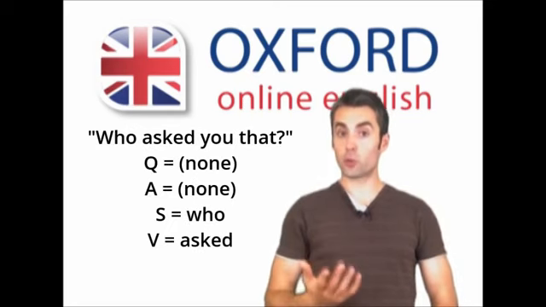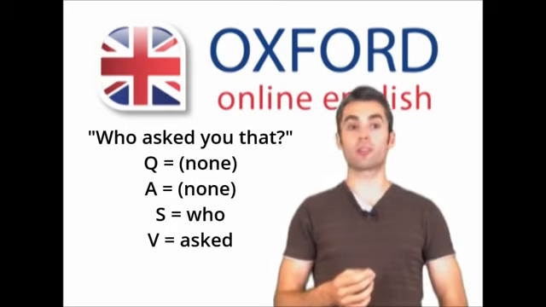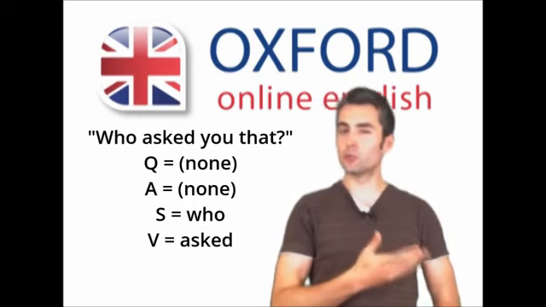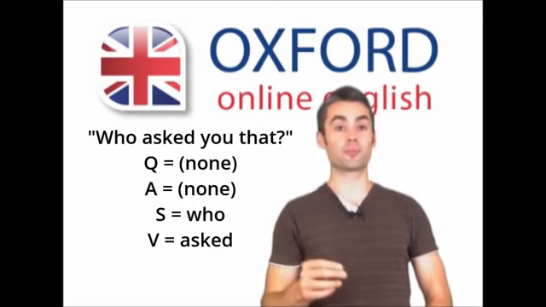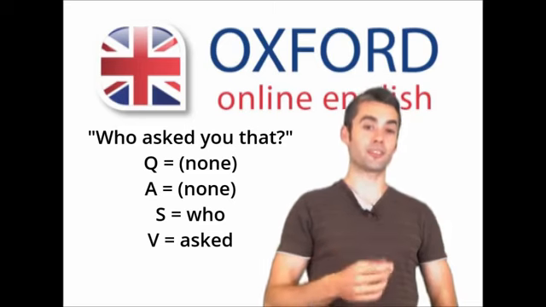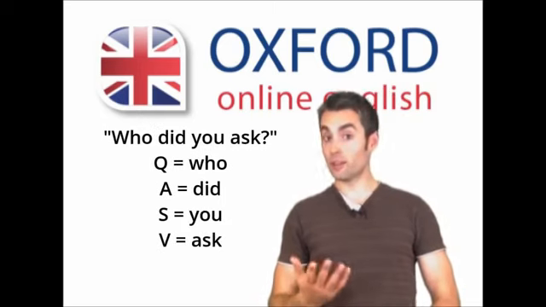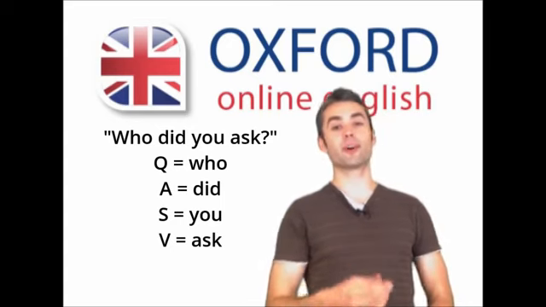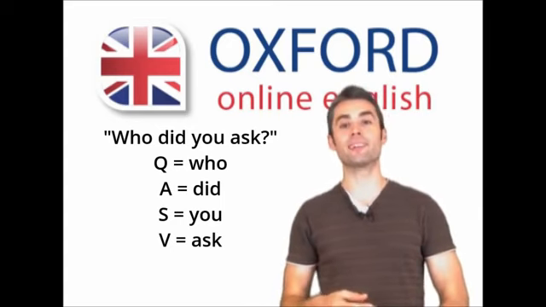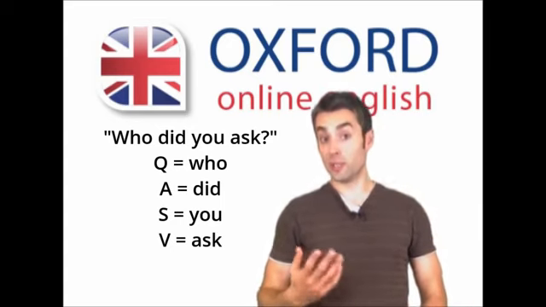In the first question, who is the subject. According to the QASV rule, the next word after the subject should be the verb. So the next word is asked. In the second question, who is the question word. What comes after the question word? That's right, the auxiliary verb. So we need to use did.